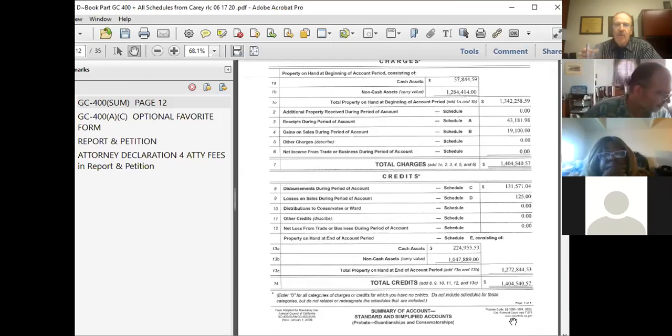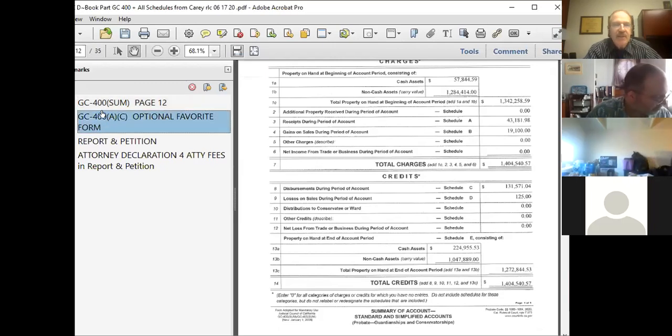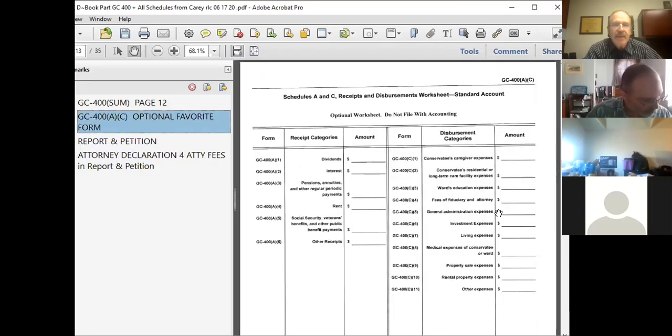As far as I know, I am unaware of any form instructions. A lot of IRS forms will have a sheet that says instructions. With the Judicial Council, I haven't seen any. So you're on your own to try to interpret what the terms mean, other than the statute. Okay, so GC 400, we're going to be coming back to this all the time. As soon as we get done with another section, we'll be back to it.